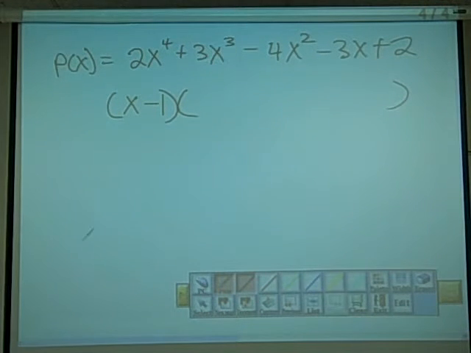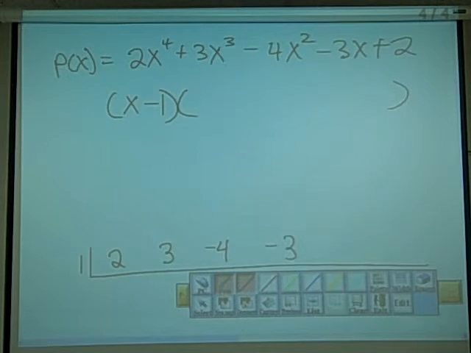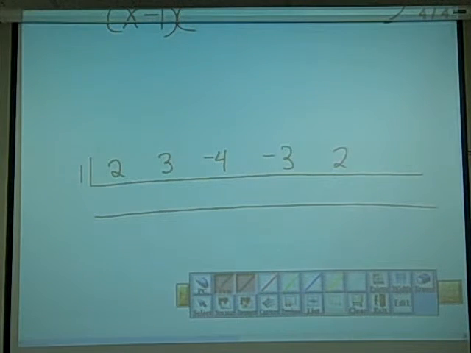So we're going to apply synthetic division, put 1 in there as our divisor, and we're going to put 2, 3, negative 4, negative 3, and 2. Let me make sure I got them all here. 2, 3, negative 4, negative 3, 2. Okay, so drop the 2 down. We're going to multiply 1 times 2 is 2. And here we have a positive 3 and positive 2. That's going to give us a 5.